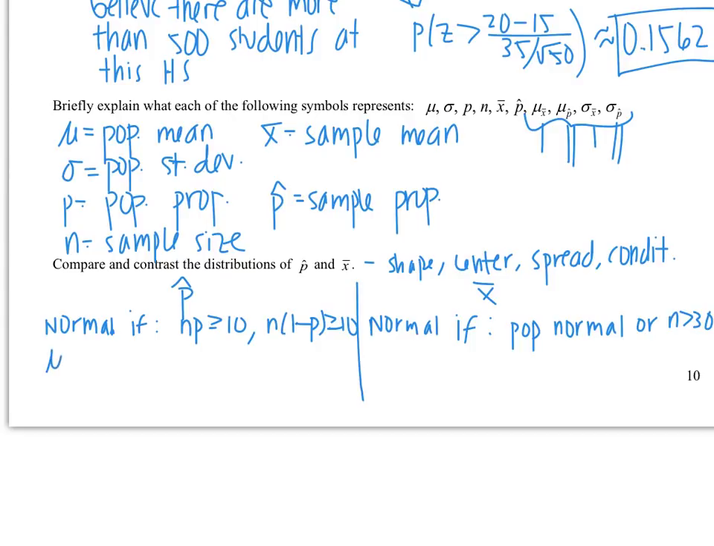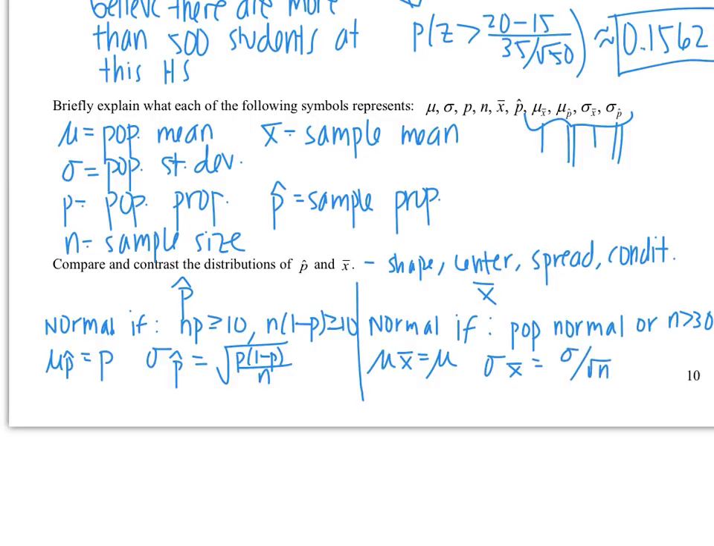Center, so what I mean is the mean of all of those p hats. So if I found all of the p hats and I average them, I'm going to get the population proportion. If I found all of those x bars and I averaged them, I'm going to get the population mean. For spread, if I found all of those sample proportions and then I took their standard deviation, that would be the square root of p times 1 minus p all over n. Over here, for sample mean, if I found all of those sample means and then I found their standard deviation, it's the population standard deviation over root n.